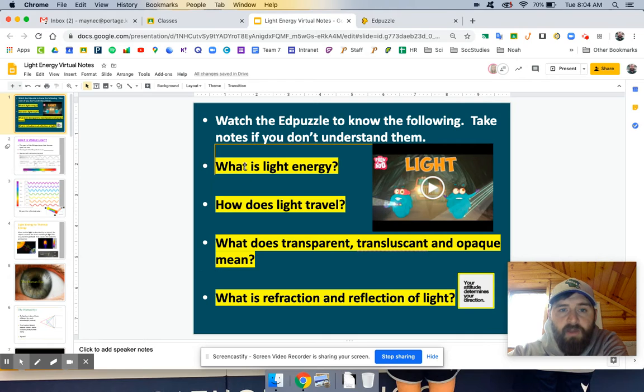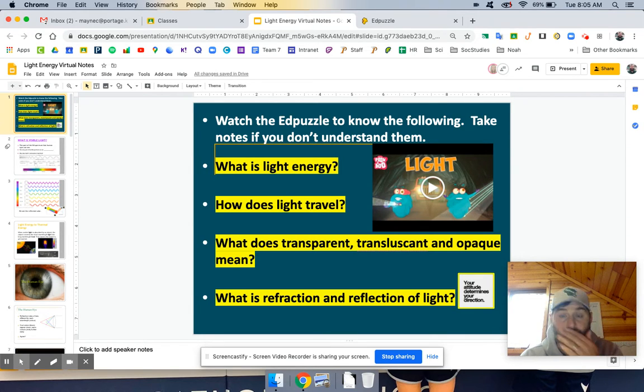And when you do that, I want you to consider these questions. What is light energy? How does light travel? And these terms and vocab words: transparent, translucent, opaque. Those three have a connection with each other and mean different things. And then these two, refraction and reflection. Those will be answered.